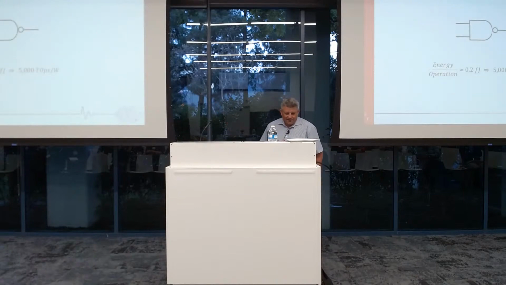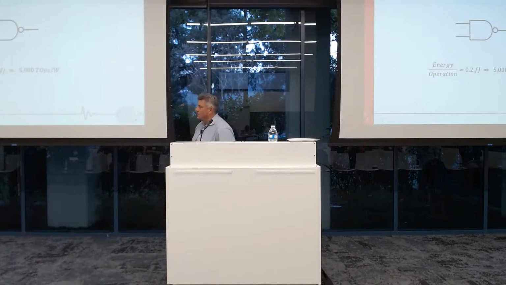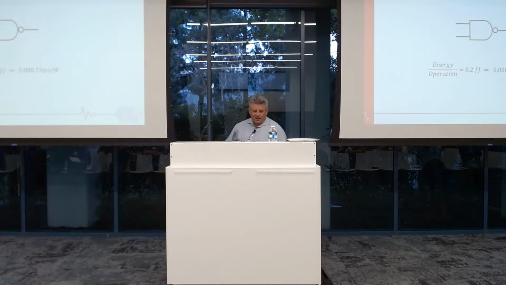Here's actually one way to get calibrated. If all you did is build a NAND gate, obviously it depends on the process and the process flavor. Is it low leakage? Is it high performance? How much energy does it take to toggle a NAND gate without too much wire on it? About 0.2 femtofarads, or 0.2 femtojoules or so. The inverse of that is 5,000 tops per watt.